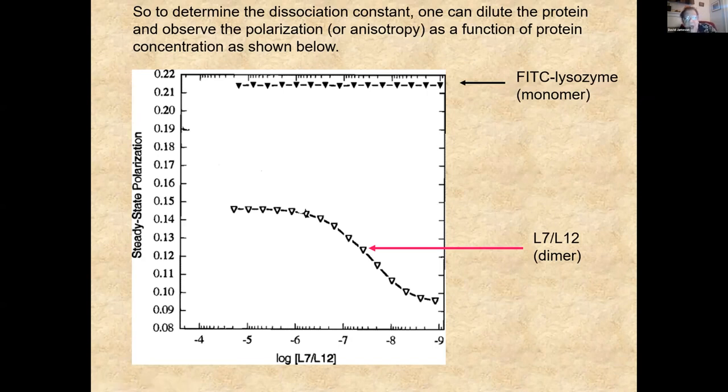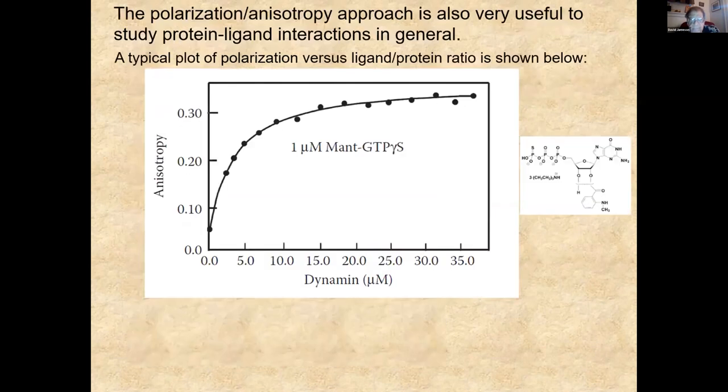Now, the exact value, why is that dimer polarization about 0.15? We're not concerned at the moment. It has to do with local mobility of the probes and if there's energy transfer from one probe to the other, but we don't care. We use it to follow the association.